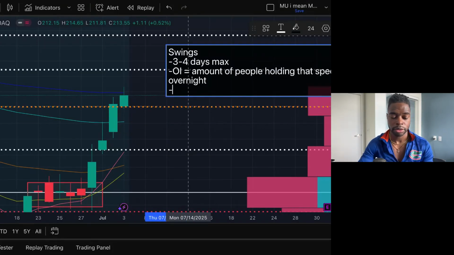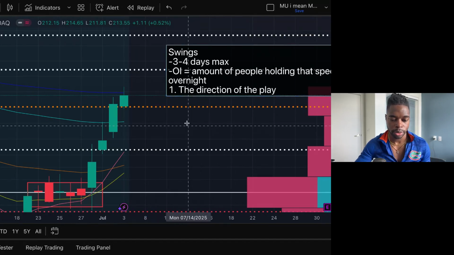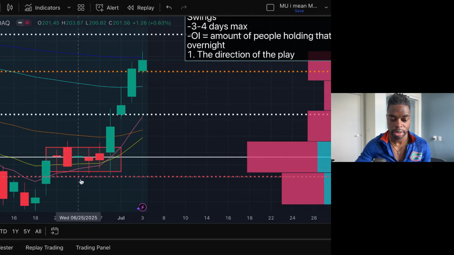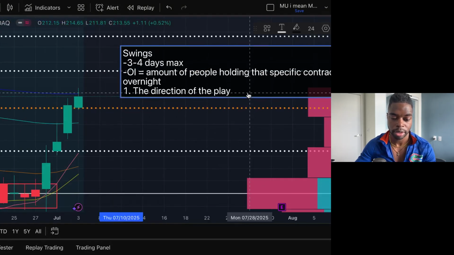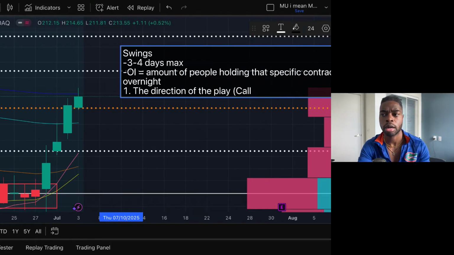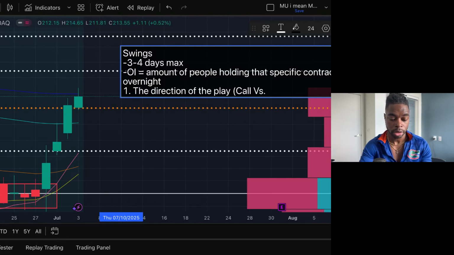First, I want to determine the direction. The number one thing is the direction of the play. Overall, from this area, do I think that the stock is going to be moving up, or do I think it's going to be moving down? Do I think I need to get call options? And again, I'm only talking about going long calls and going long puts, so buying calls versus puts. Buying calls means you're betting that the stock is going up. Buying puts means you're betting the stock is going down. So calls versus puts.